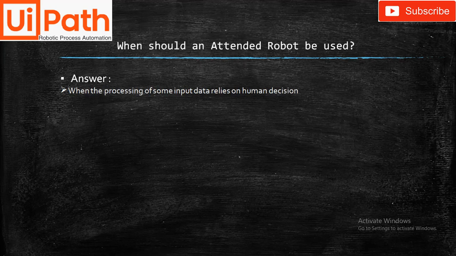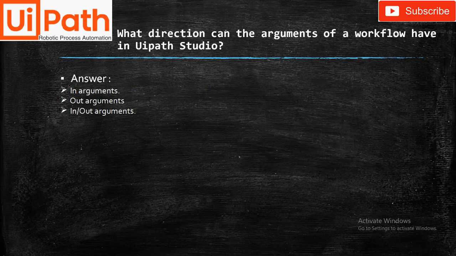When should an attended robot be used? When the processing of some input data relies on human decision is the answer to this question. What directions can the argument of a workflow have in UiPath Studio? In arguments, out arguments, and both in and out arguments.